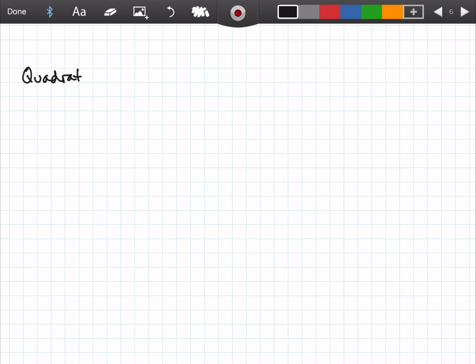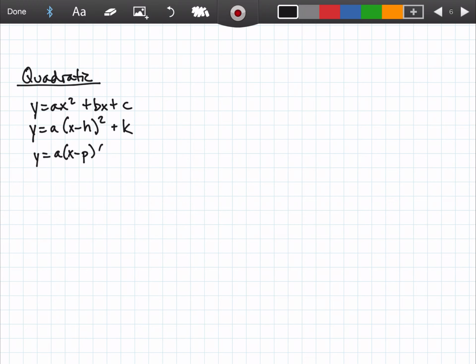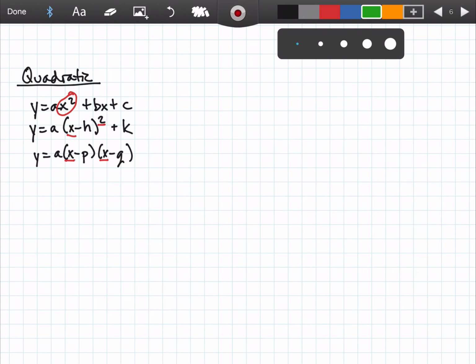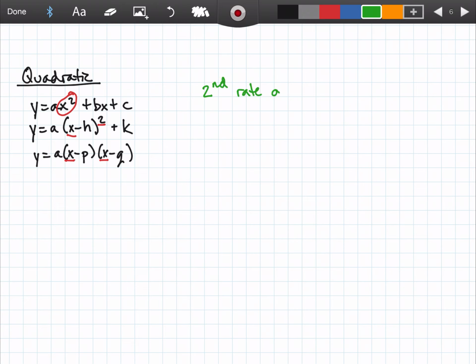Let's look at quadratic. You have 3 different forms of this equation. Where you got y equals a times x minus h squared plus k. Or you have a times x minus p times x minus q. The big thing here is I have x squared. 2 x's multiplied, that's x squared. So you're really looking for x squared. Something big that's happening with quadratic is that your second rate of change is constant.